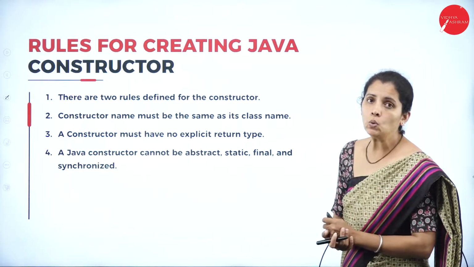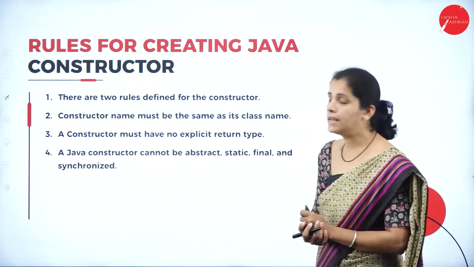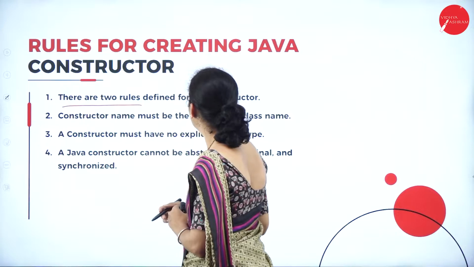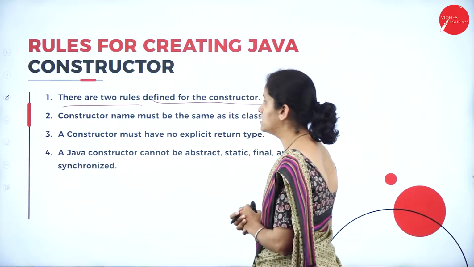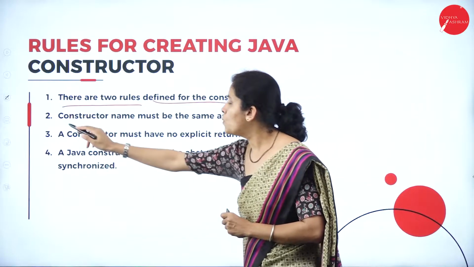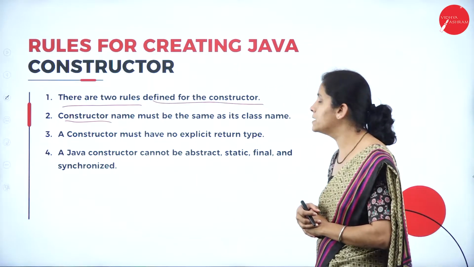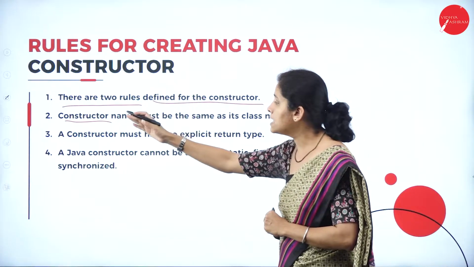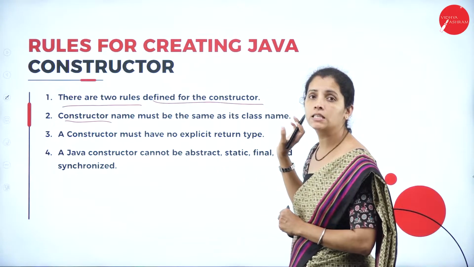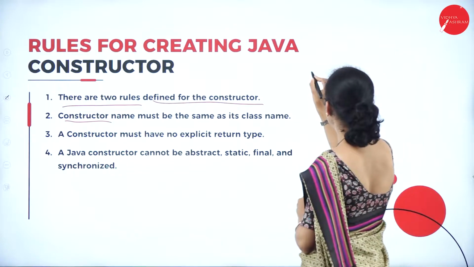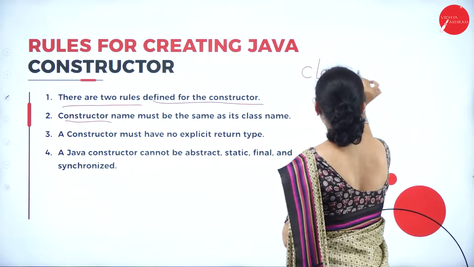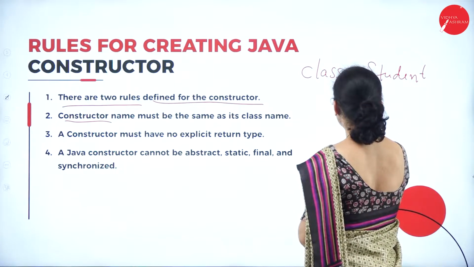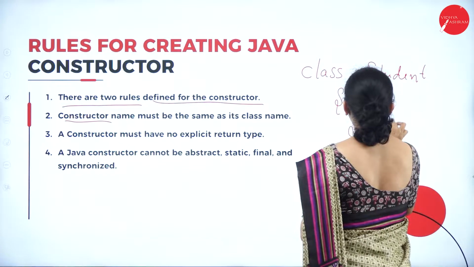Now, what are the rules I need to follow while defining or creating a constructor? There are two rules defined for the constructor. One is that the constructor name must be the same as its class name. For example, think that I have the class called student. Now, what is my constructor name? Once again, it is student.